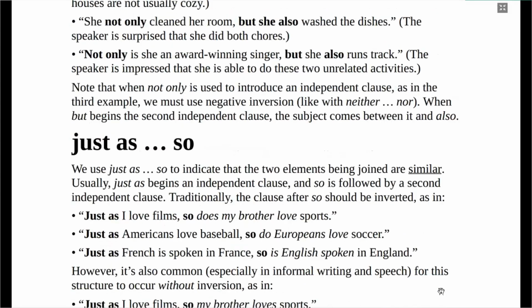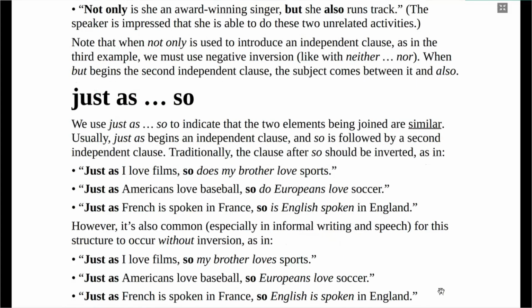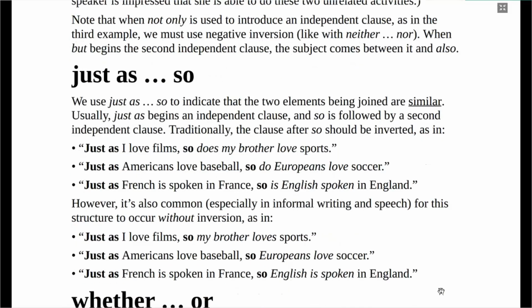Just as and so. We use just as and so to indicate that two elements being joined are similar. Usually, just as begins an independent clause and so is followed by the second independent clause. Just as I love films, so does my brother love sports. Just as Americans love baseball, so do Europeans love soccer. Just as French is spoken in France, so is English spoken in England.